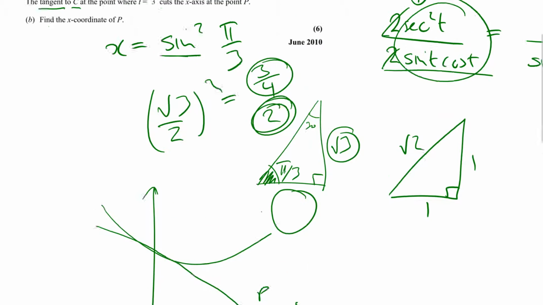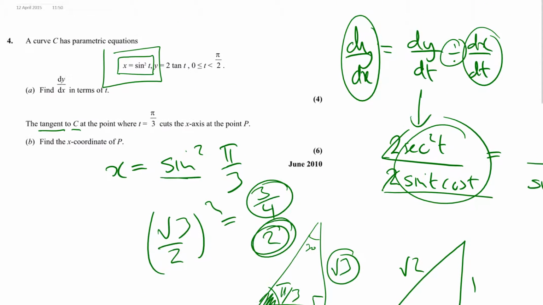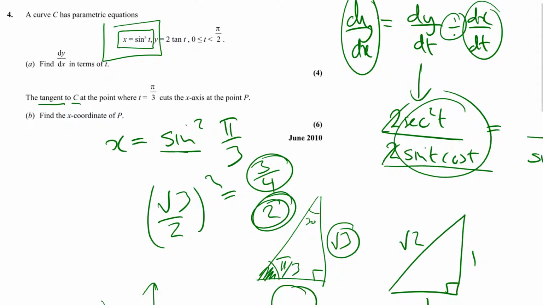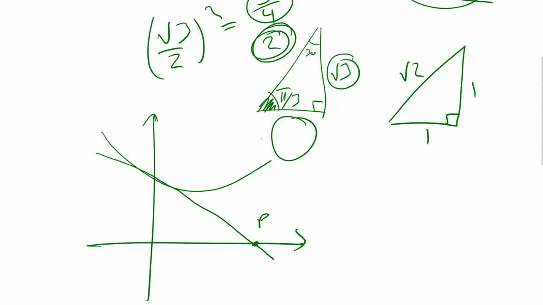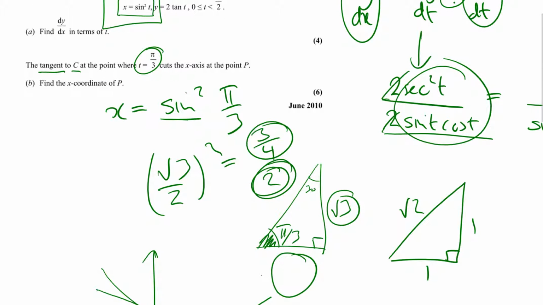Okay, so I was wondering, it just felt too easy. Anyway, even if it was less than 6 marks, it just felt too easy. Tangent to C at P crosses when t equals 3. What? Okay, so I'm still reading it wrong. The t equals pi over 3 is where... Okay, I have to read it slowly. The tangent to C at the point where t equals 3 cuts the x-axis at the point P.